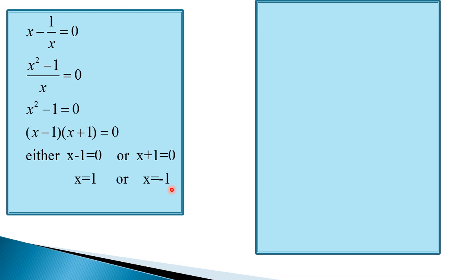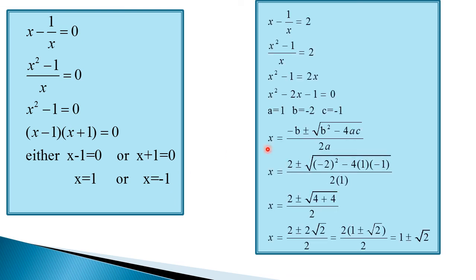Now students, we will solve the other part, that is x minus 1 over x equals 2. Here again when we simplify x minus 1 over x, the equation becomes x square minus 1 over x equals 2. This x is going to be multiplied with this 2, so the equation becomes x square minus 1 equals 2x. Now this 2x is shifted to the other side of the equality sign, so it becomes x square minus 2x minus 1 equals 0. This is a general form of the quadratic equation. Here a is equal to 1, b is equal to minus 2 and c is equal to minus 1.